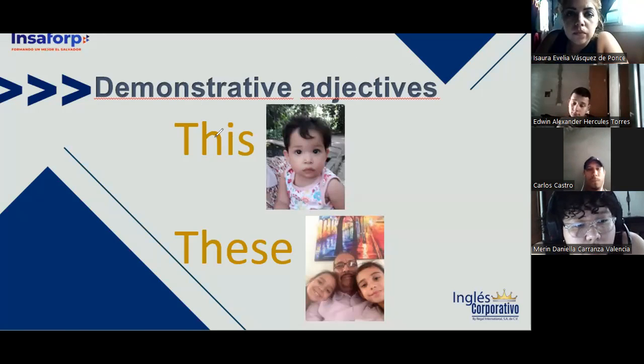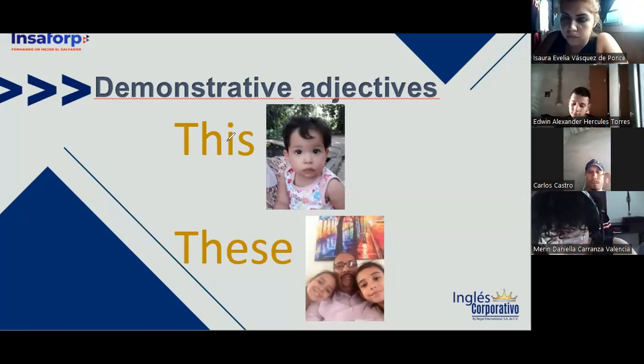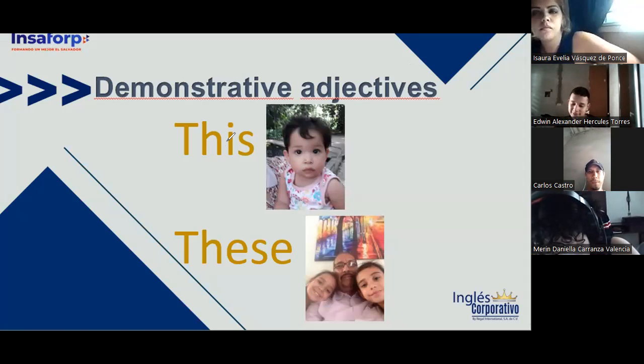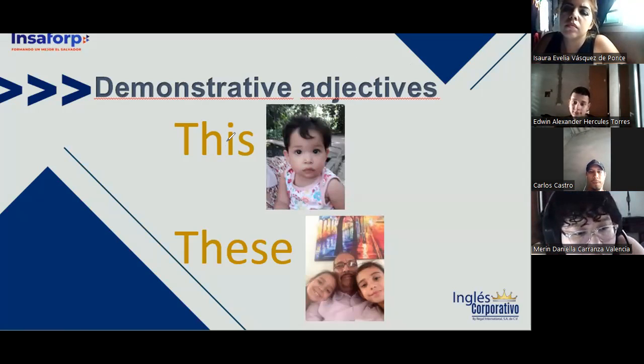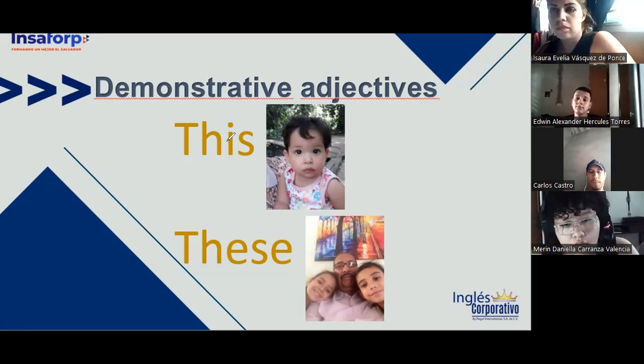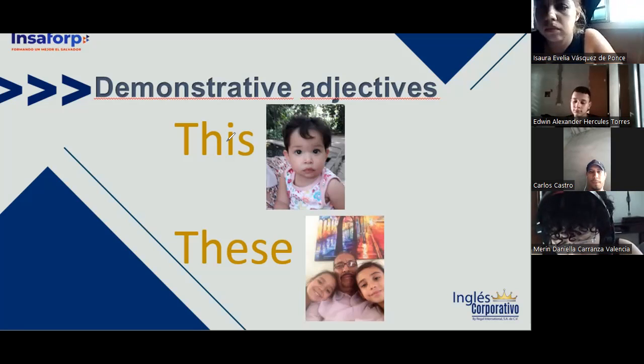Tenemos this. Es para algo que tengo cerca, okay? This es para algo que tengo cerca. Pero se me llevaron los otros lápices para decirles these, perdón. Okay, miren, así. Yo digo these. La pronunciación es muy similar, ¿verdad? Para nosotros es bastante difícil comprender si decimos this en singular o these en plural.